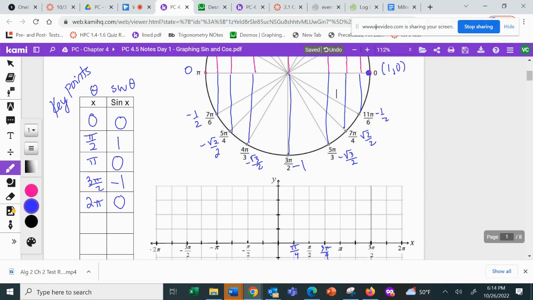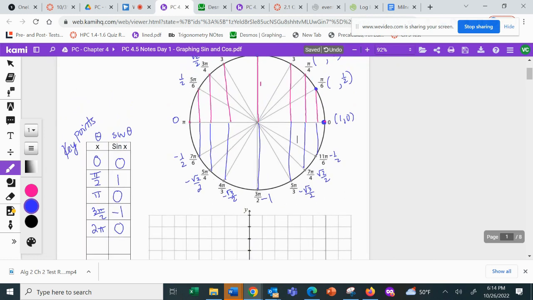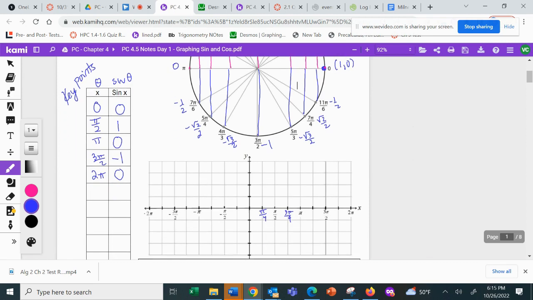Now, if I keep using the quadrantal angles, if I keep using the x and y axis as my key points, it's just after this last 0 that it's going to start repeating again. 1, 0, -1, 0, 1, 0, -1, 0. So this is kind of like one full cycle that I'm going to graph. So let me erase these.